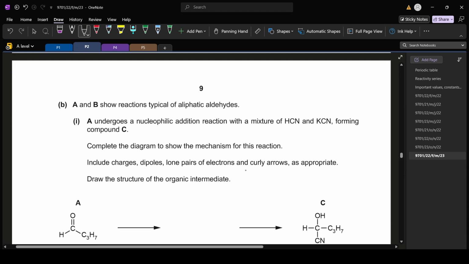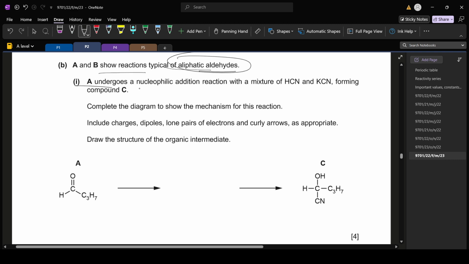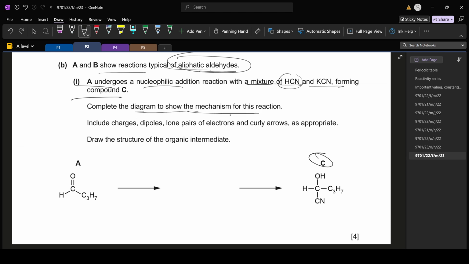Now part B. A and B show reactions typical of aliphatic aldehydes. A undergoes a nucleophilic addition reaction with a mixture of HCN and KCN, forming compound C. This is your compound C. So complete the diagram to show the mechanism of this reaction. Okay, so you have to show the mechanism.